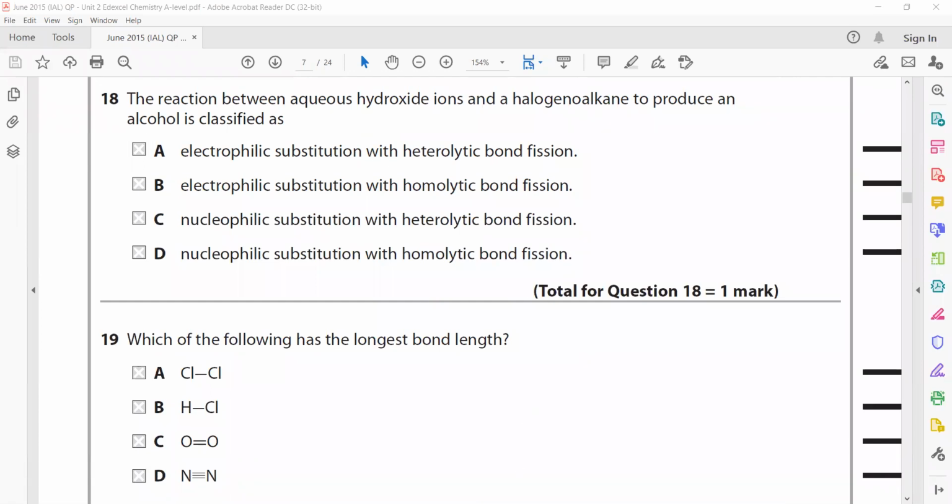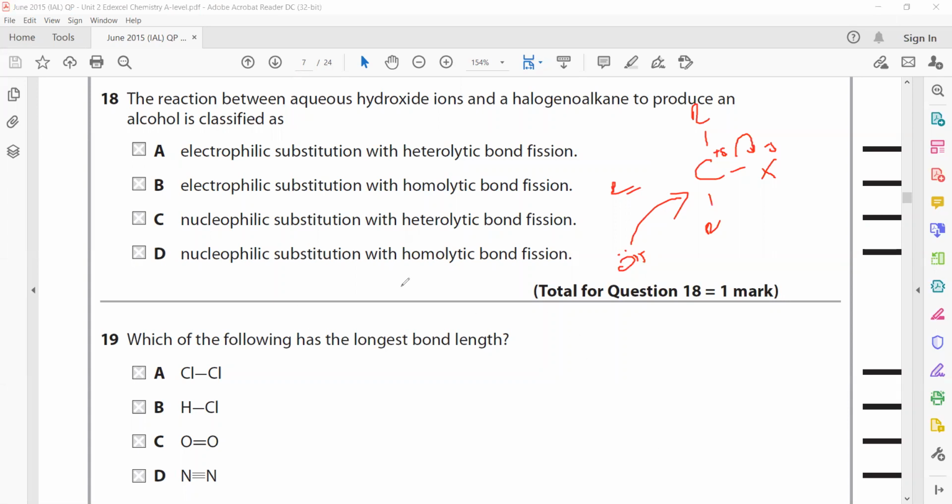Question 18. The reaction between aqueous hydroxide ion and a halogenoalkane to produce an alcohol is classified as what? If we have a halogenoalkane, this carbon is partial positive, the halogen partial negative, and OH- will attack. It is attacking a positive center and a substitution reaction occurs, with OH attached. So it's a nucleophilic substitution reaction.